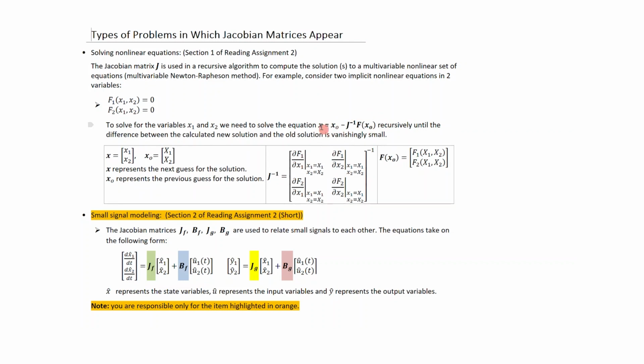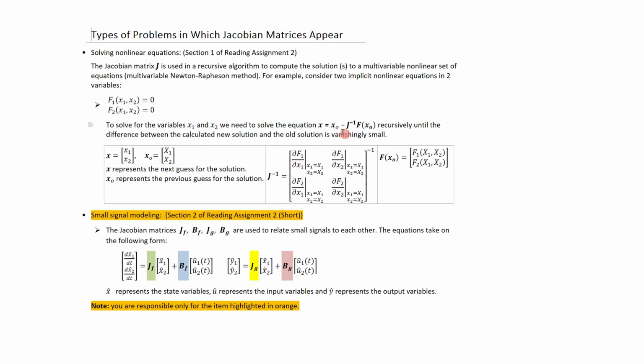So x is essentially a vector which constitutes the values of x1 and x2, and x0 constitutes another vector which is more or less referring to an initial guess as to what the solution for these equations would be. That is, what is the value of x1, considered as uppercase X1? What is the value of x2? It's uppercase X2.